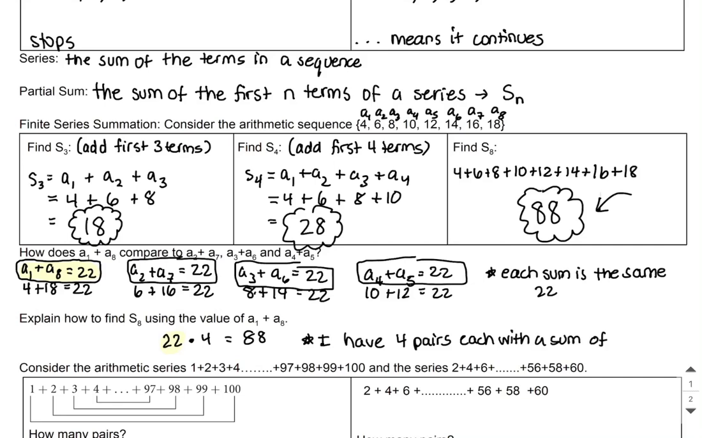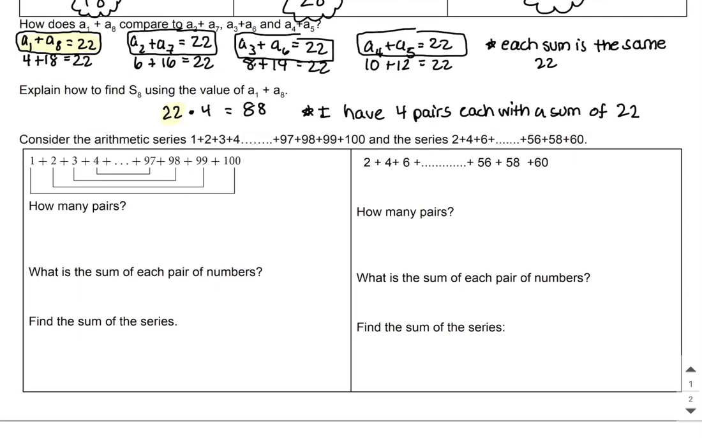of 22. Now I want to consider an arithmetic series that's bigger than just 8 terms. So I want to consider the 2 series 1 plus 2 plus 3 plus ... all the way to 100, and the series 2 plus 4 plus 6 plus ... all the way to 60. Focusing in on the first one there, as you can see in the diagram, I'm pairing up the first number with the last number, the second number with the second to last number, the third number with the third to last number.